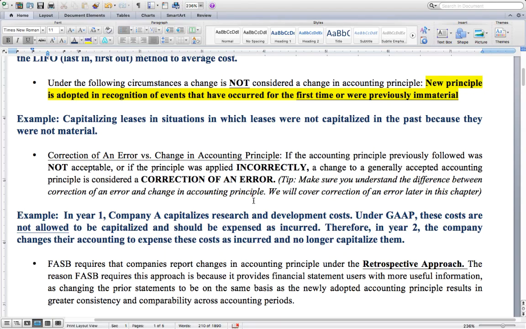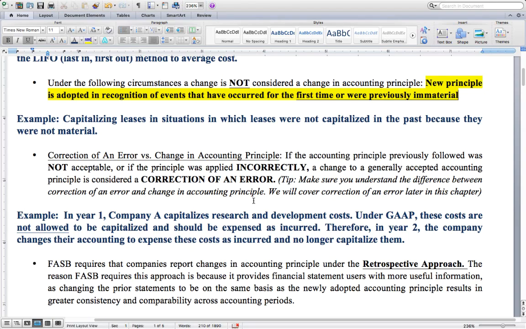Next up, we're going to talk about the difference between a correction of an error and a change in accounting principle. This is very important to understand, the difference between these two. So if an accounting principle previously followed was not acceptable, or if a principle was applied incorrectly, a change to an accounting principle is considered a correction of error.